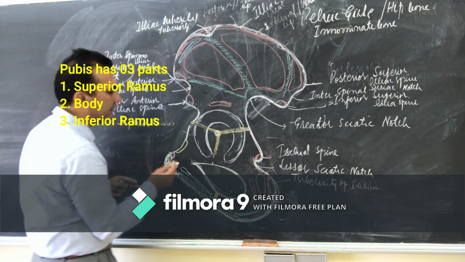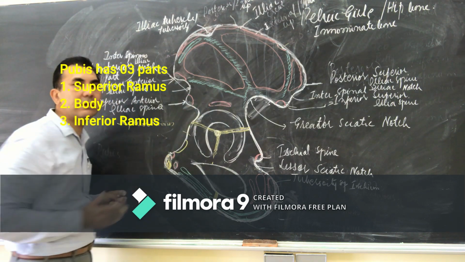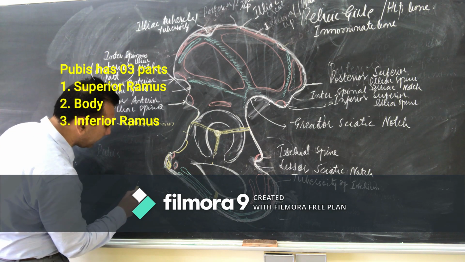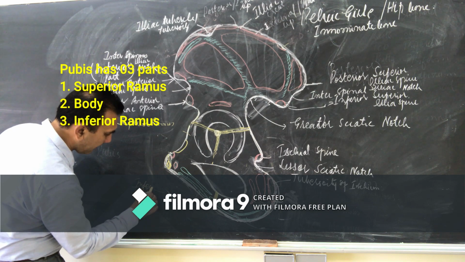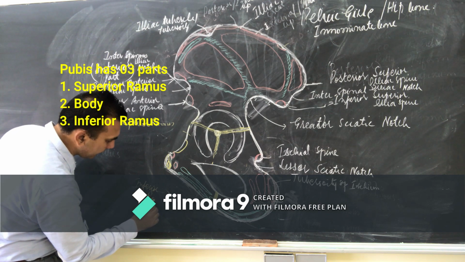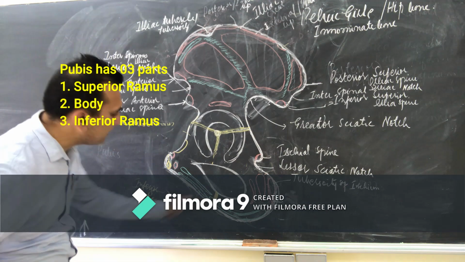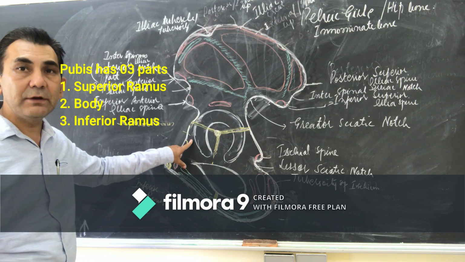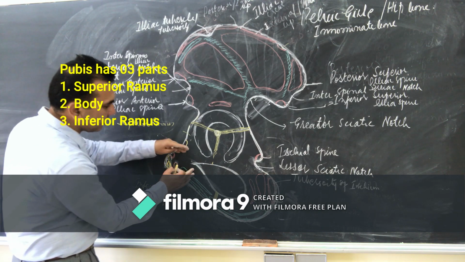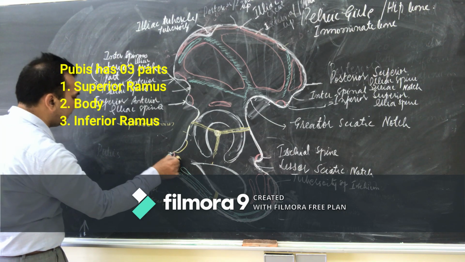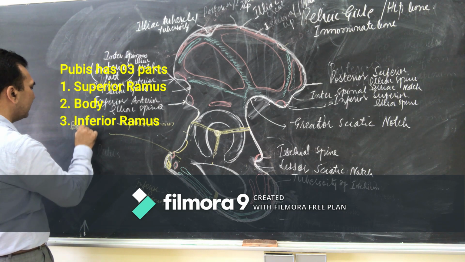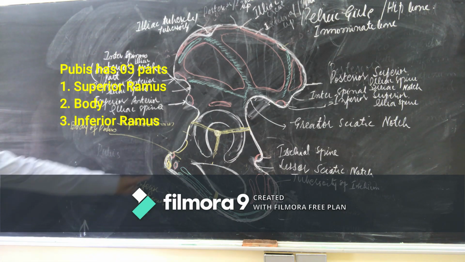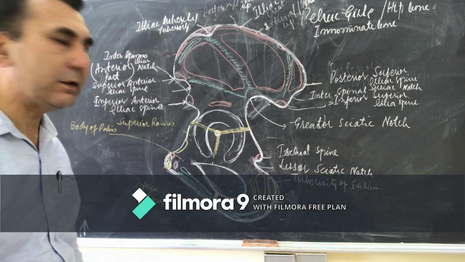This is called the superior ramus, and the superior ramus goes to unite with the ilium bone, and this one is called the inferior ramus. This portion is called the inferior ramus, and this portion is called the superior ramus, and this portion of the pubis is called the body of the pubis bone.